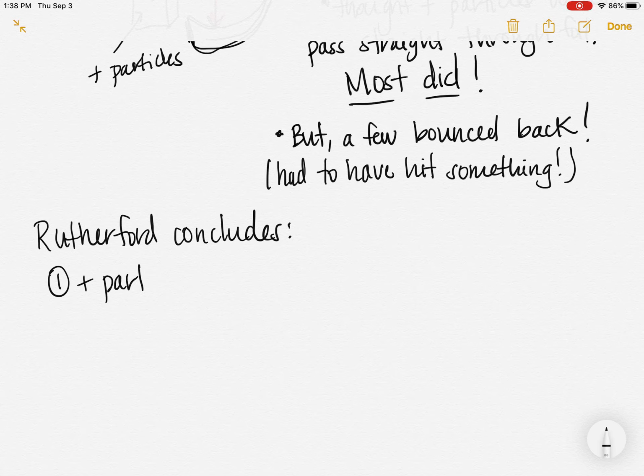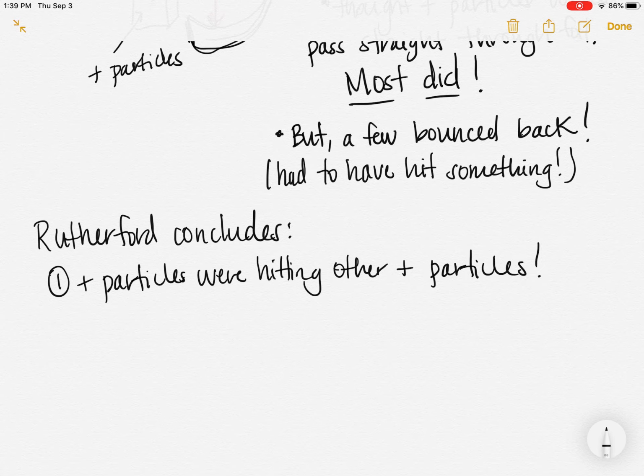First, he concludes that those positive particles were hitting other positive particles. And two, because that ricocheting or bouncing back happened only a very small percentage of the time, he was able to conclude that those positive particles were only contained in a very small area.